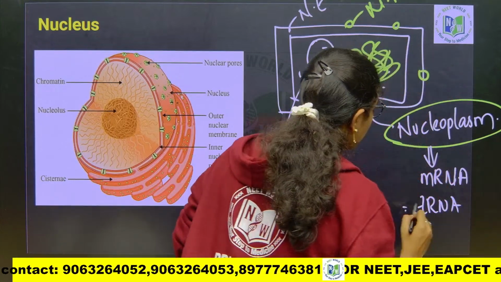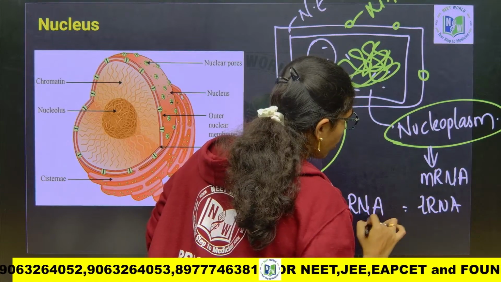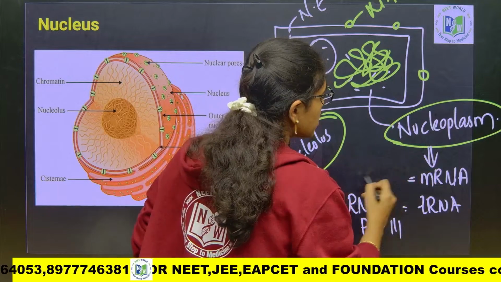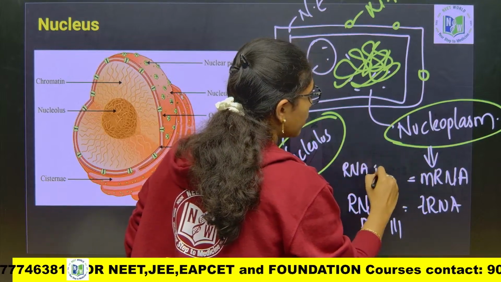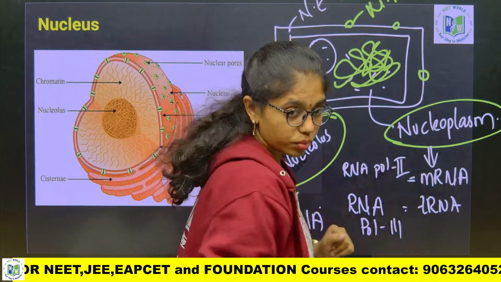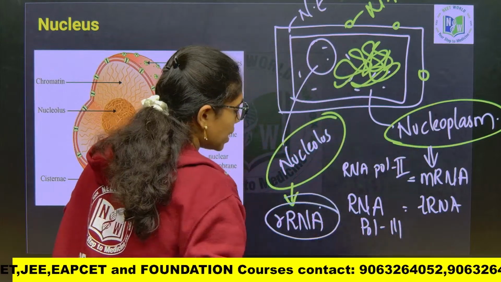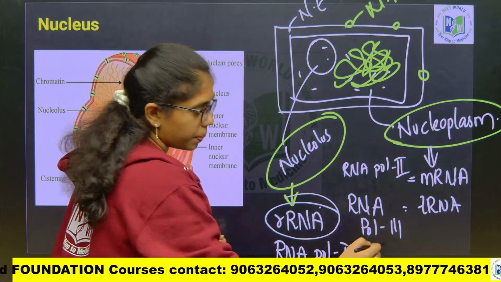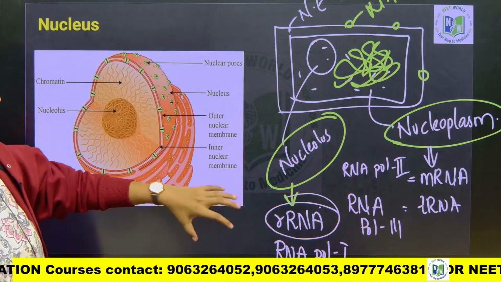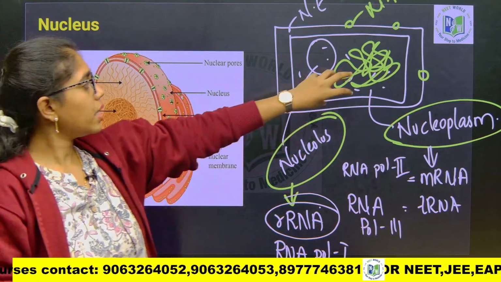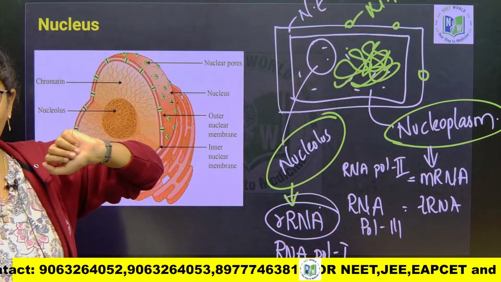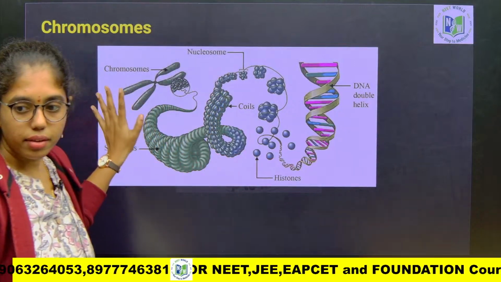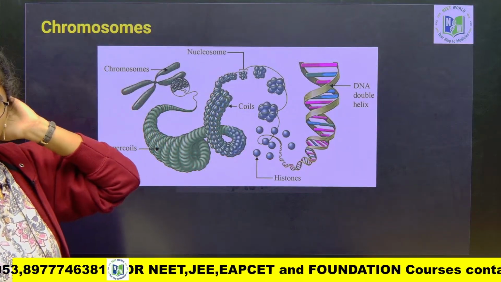tRNA is being synthesized by RNA polymerase 3. mRNA is being synthesized by RNA polymerase 2. rRNA is being synthesized by RNA polymerase 1. Clear, right? So, easy what they are being synthesized. And inside the nucleoplasm what do you see? Chromatin structure. The condensation of chromatin takes place in which phase of the cell cycle?